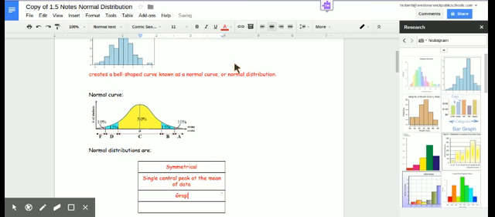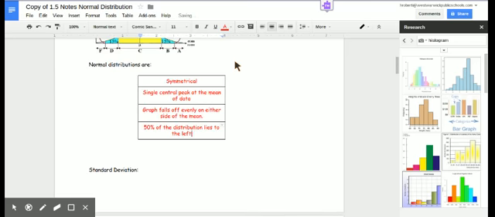And then the graph falls off evenly on either side of the mean. And then that's where you see the symmetrical feature. And 50% of the distribution lies to the left of the mean, and 50% lies to the right of the mean.